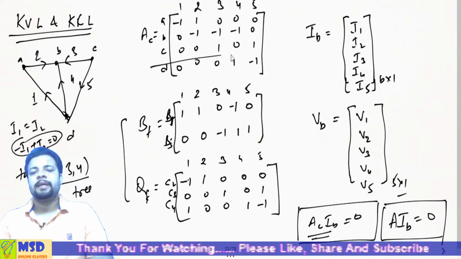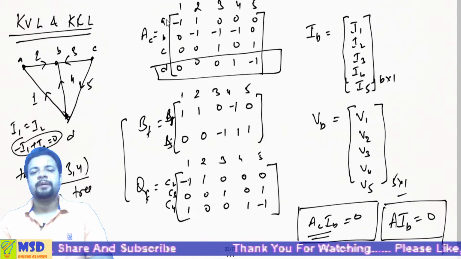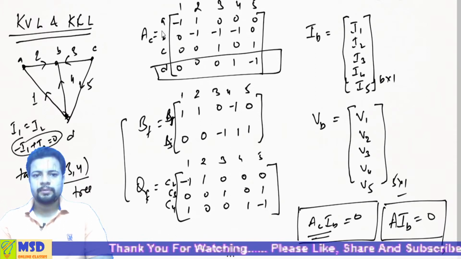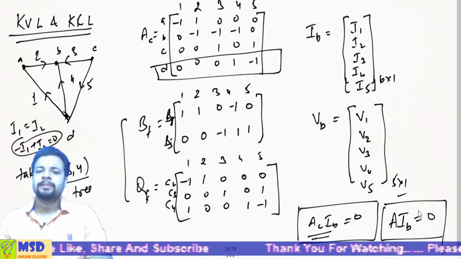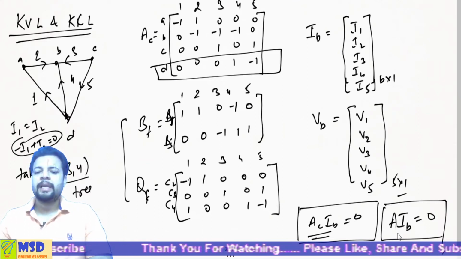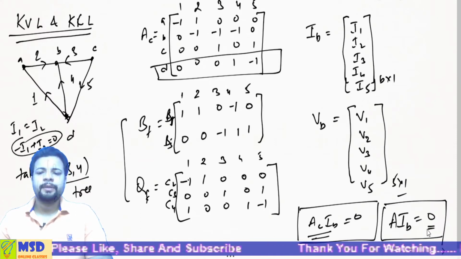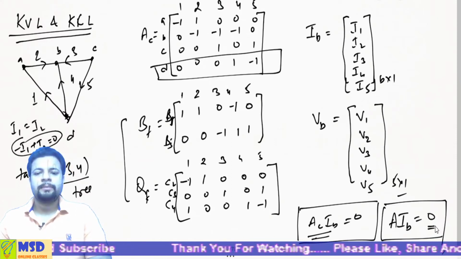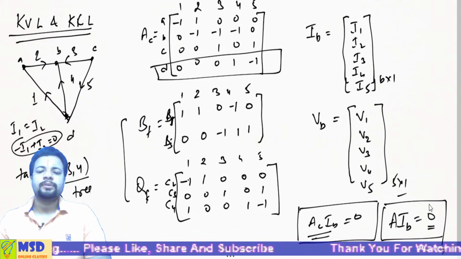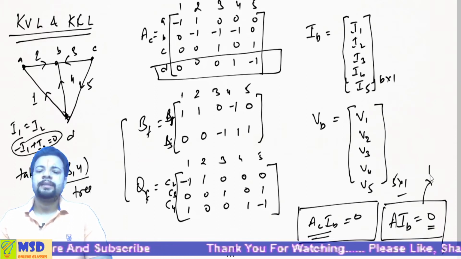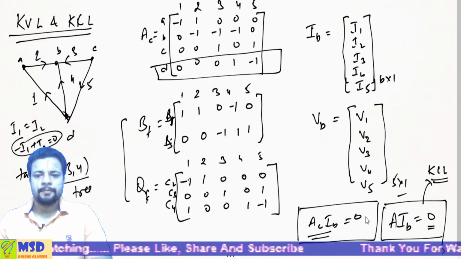Just this D, if we take it as the reference, then we have used these three nodes to develop a reduced incidence matrix. So after multiplying A into IB, the resultant vector would again have all elements equal to 0. So A into IB is equal to 0.